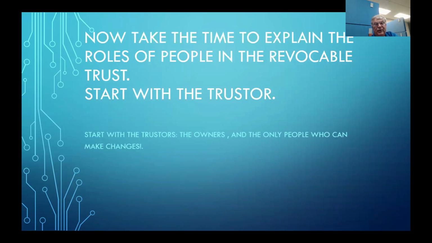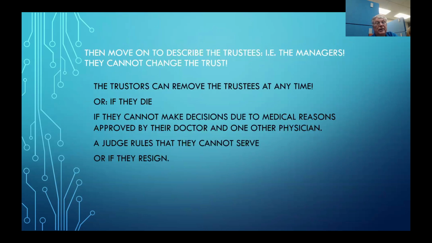Now take the time to explain the roles of people in a revocable trust. Start with the trustor. I don't have to go into the sales presentation there. You all have a copy of the sales presentation, but start with the trustors, who are the owners and the only people who can make changes, and just explain it to them. Then move on to describe the trustees, i.e. the managers. They cannot change the trust. The trustors, and people ask me that all the time. They say, can the trustees change the trust? The answer is no. They have to follow what's written.